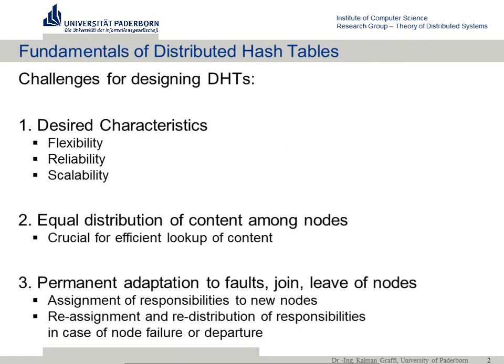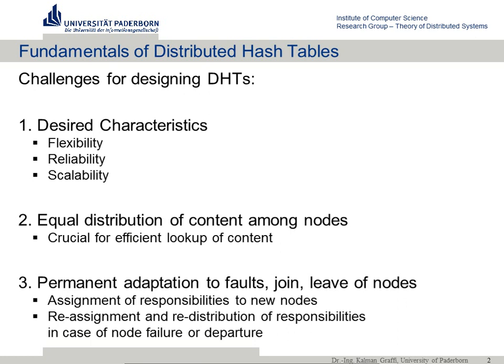What kind of properties should it have? Of course, it should scale to millions of users. Reliability: the data should always be inside. And we'll have a look at another requirement, equal distribution of content among nodes. That's also desired, but it's not really that every node should have the same amount of documents, because not all of the nodes are equal. So that should be taken into account.